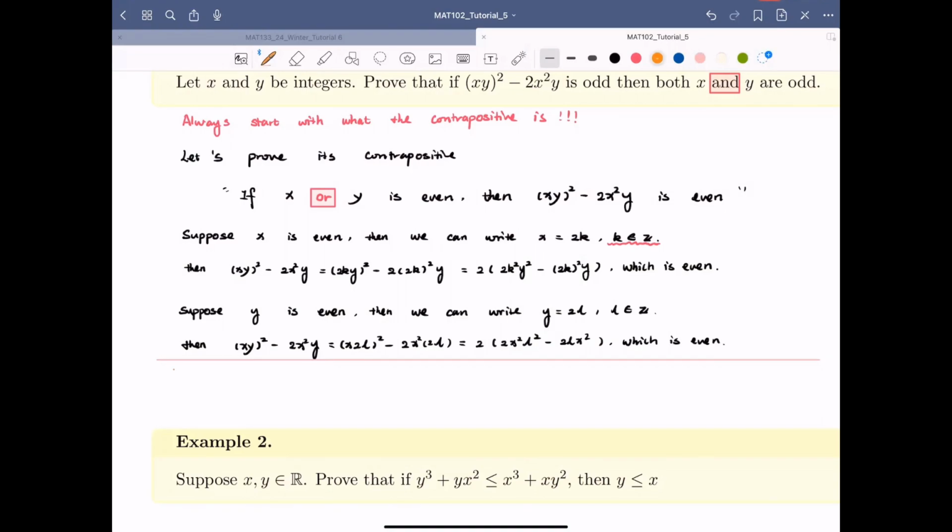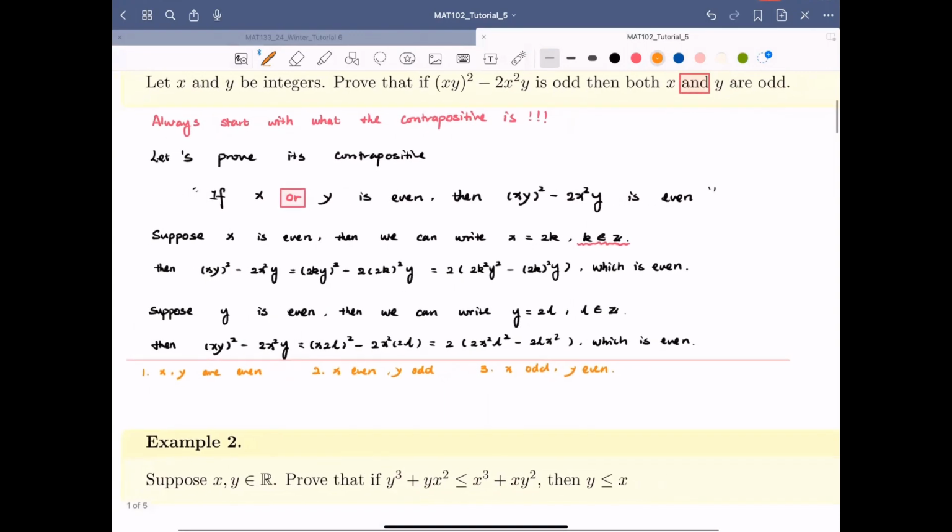So you can also do case 1, x and y are both even. Case 2, x is even, y is odd. Case 3, x is odd, y is even. Which also works, but it's a lot longer than what I have here. It also works. It's not like I cannot do that. Does this make sense to everyone? Why do I only need 2 cases here?